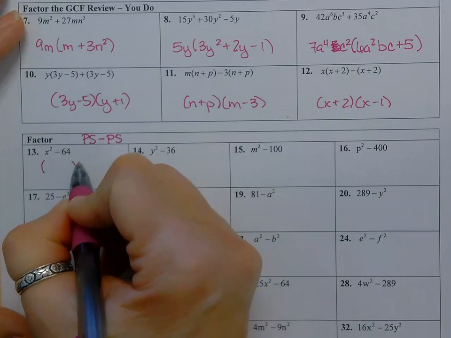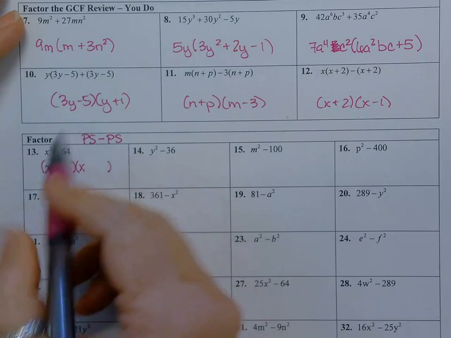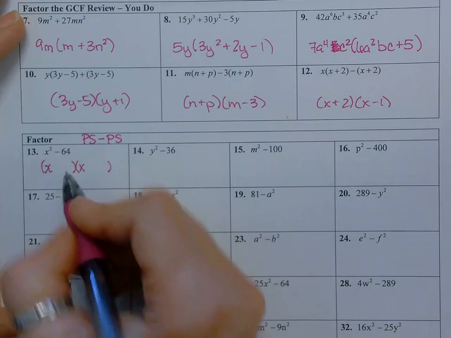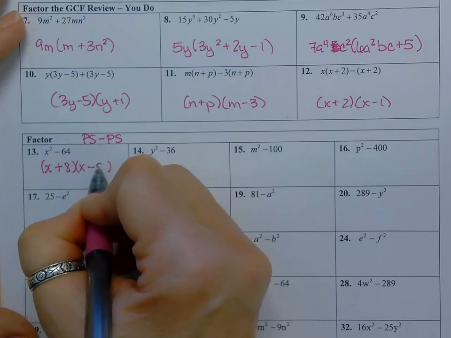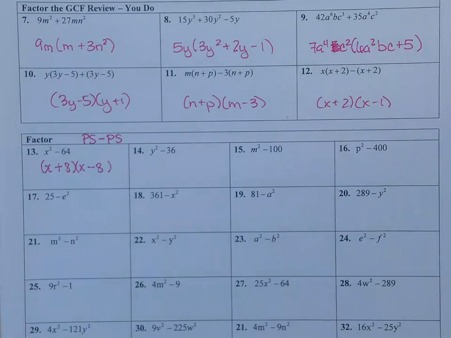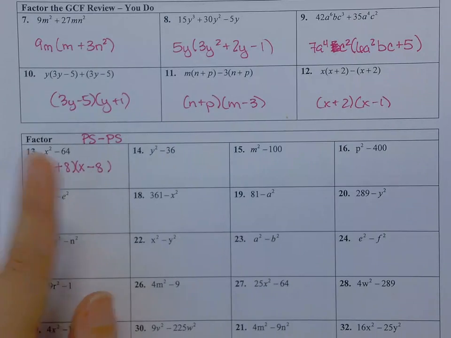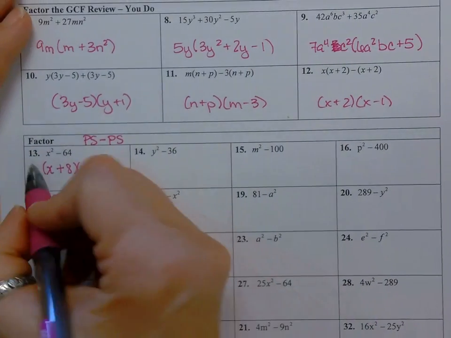So you're going to make two sets of parentheses right next to each other. You're going to put x here and x here, because if you think about foiling or multiplying these together, you get x squared. And that's a perfect square because it's plus 8 times negative 8. It's 8 times 8, and one has to be positive and one has to be negative. And if you think about multiplying or foiling this back together, you would get that.